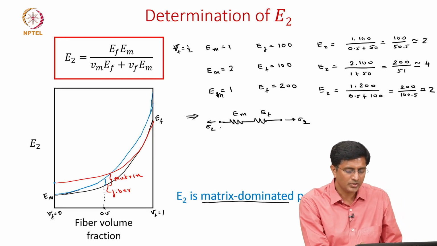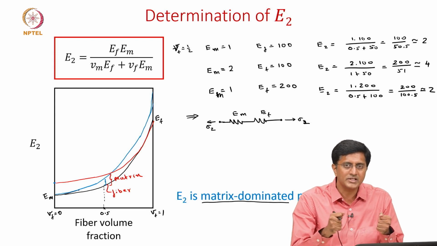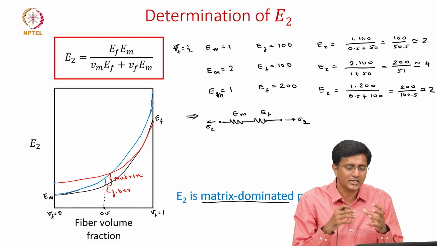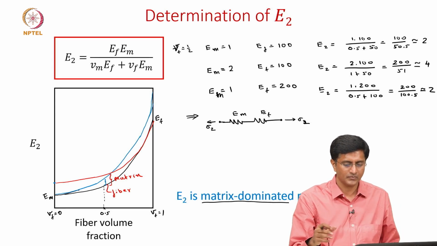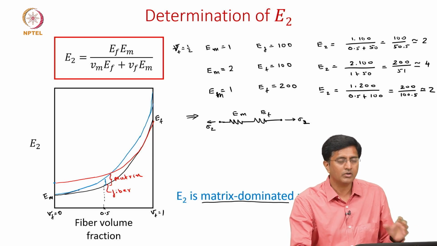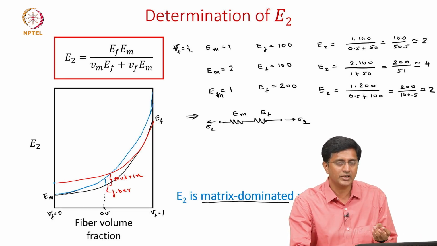So in this we notice that since the matrix is very compliant, when we apply a load, the matrix takes most of the stretches. So that is the reason why it is more matrix dominant. Okay, so we have until now looked at predicting E1 values and E2 values.